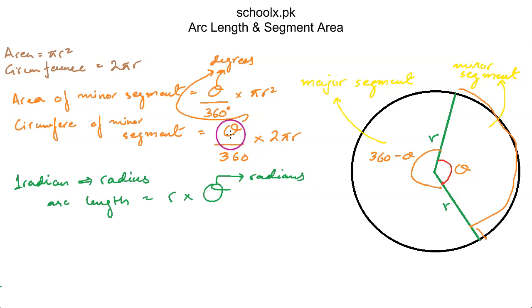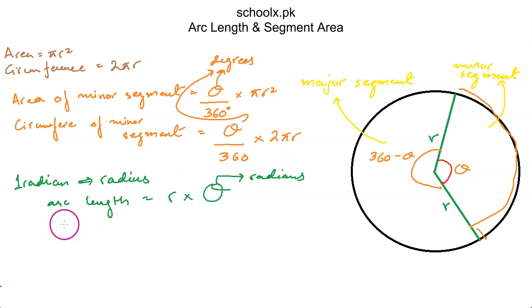If you have an angle in degrees, you can convert it into radians and use this formula for finding the arc length. If the angle is in radians and you wish to find the arc length by using the angle in degrees, you can convert the angle from radians into degrees and then use that formula for finding the arc length of that respective segment, right?